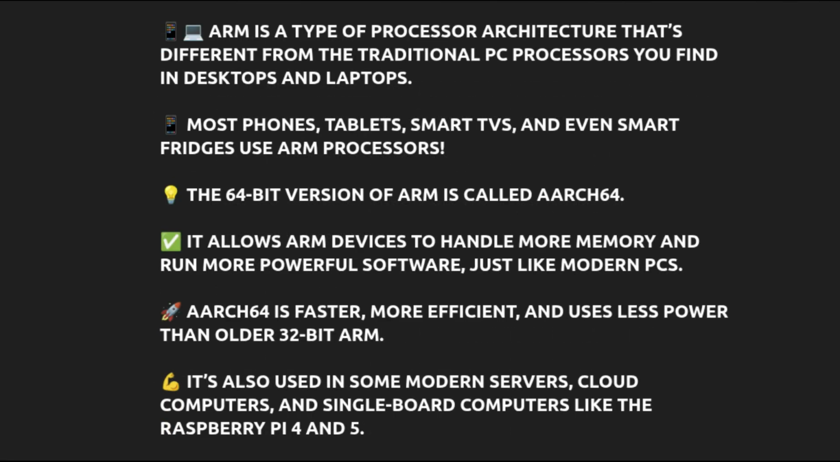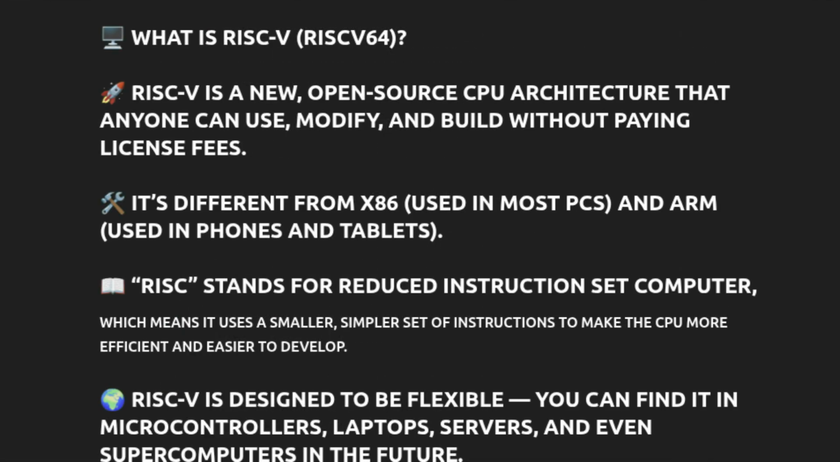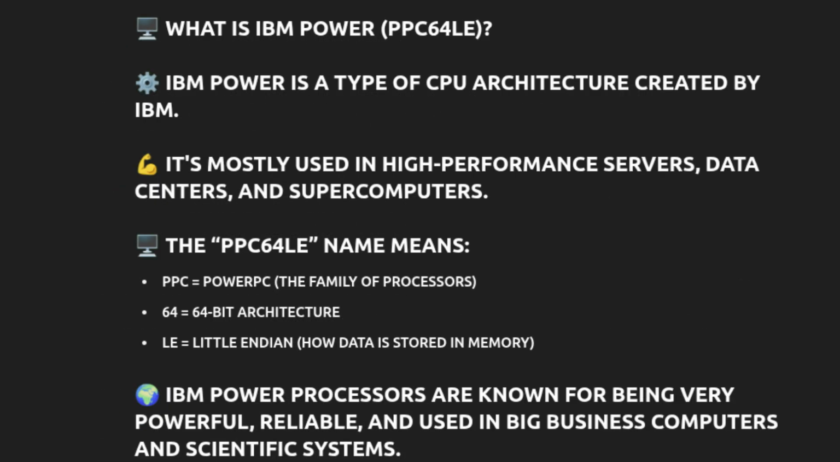They've also added support for more modern processor architectures, including ARM64, used in things like Raspberry Pi 5 and some servers. RISC-V64, a new open source hardware architecture that's becoming more popular. IBM Power and IBM Z, used in big enterprise systems.